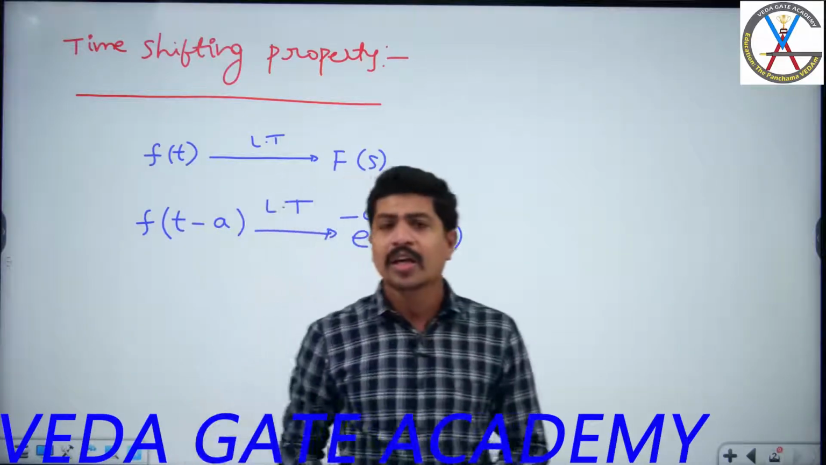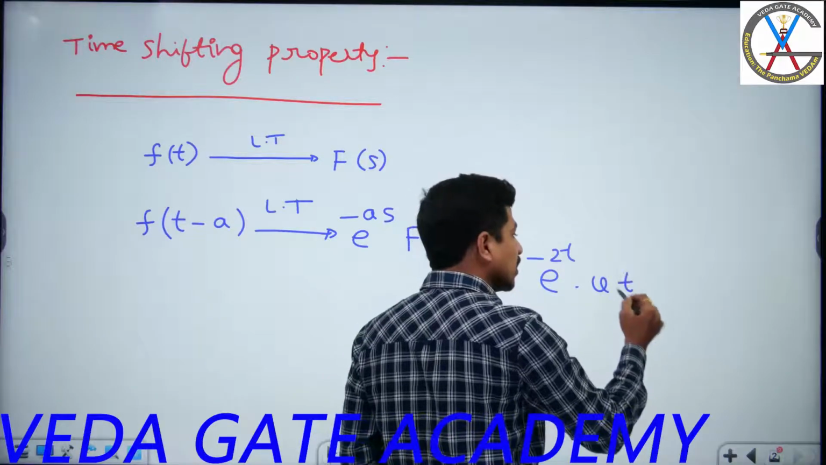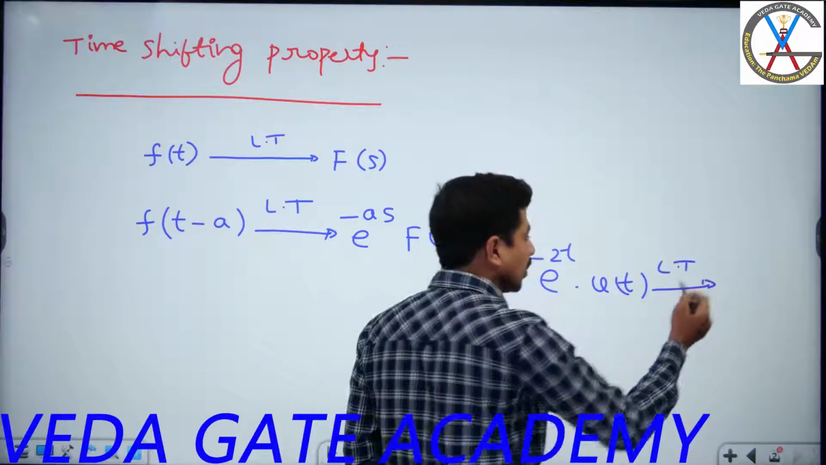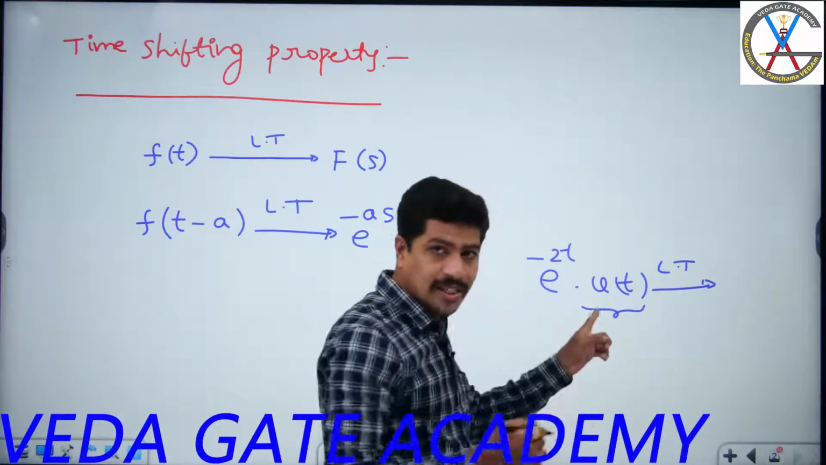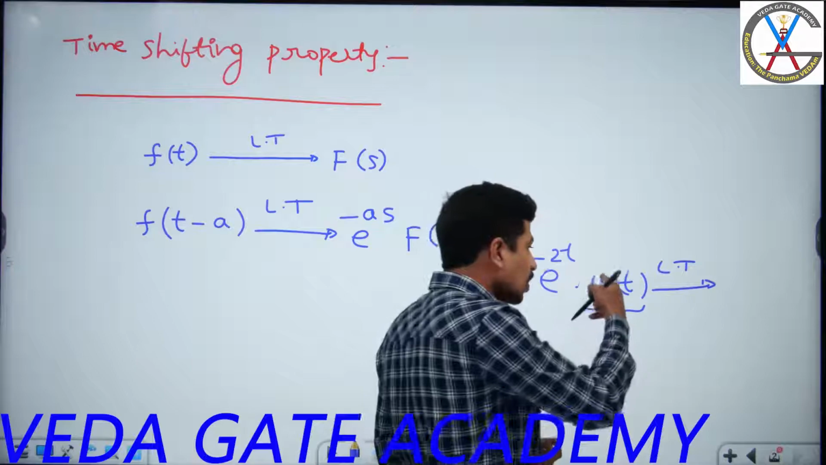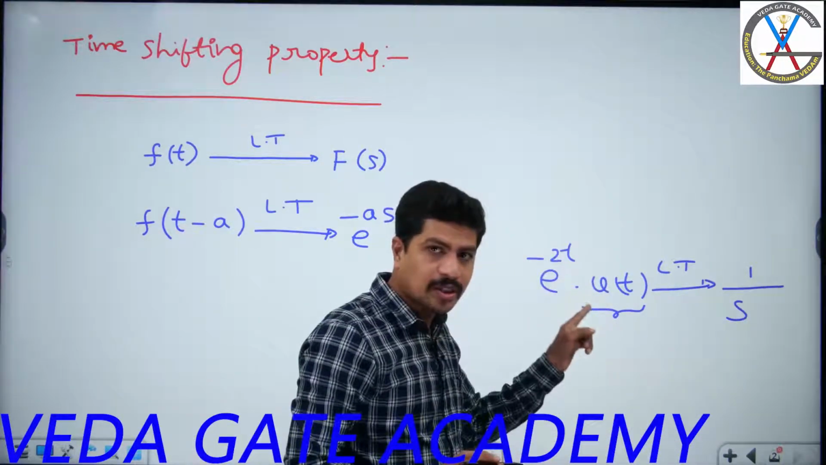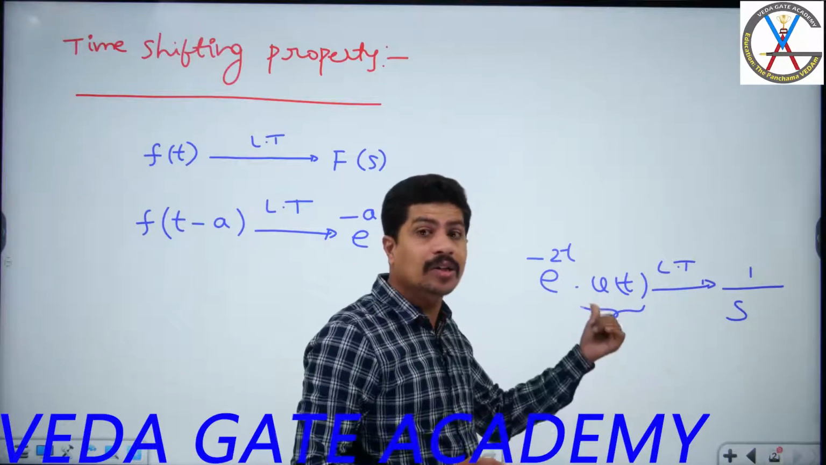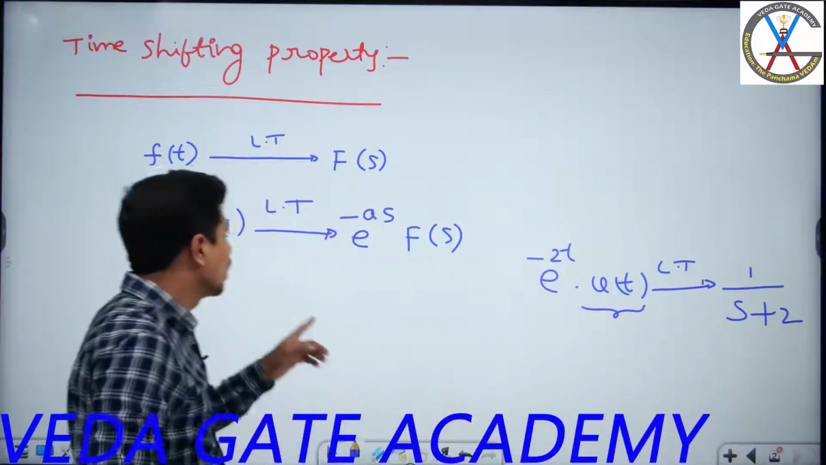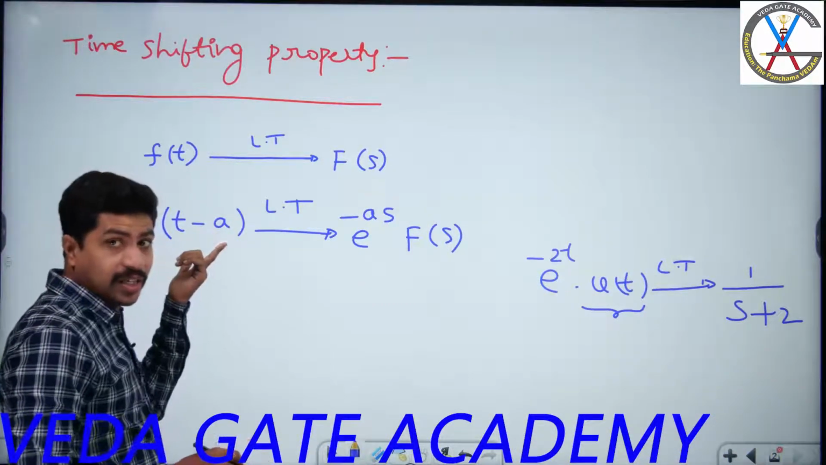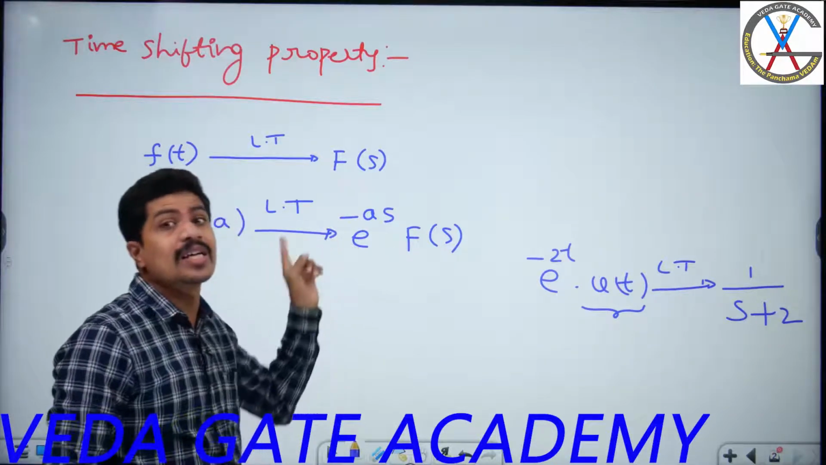What does it mean? In frequency shifting, in time domain, there is an exponential multiplied with the signal. What is the Laplace of u of t? 1 by s. As there is exponential multiplication, we need to shift the s term by 2 units, but with opposite sign. S plus 2 we got here. In time domain, the signal is shifted, and in frequency domain we are going to get an exponential, but with the same sign.